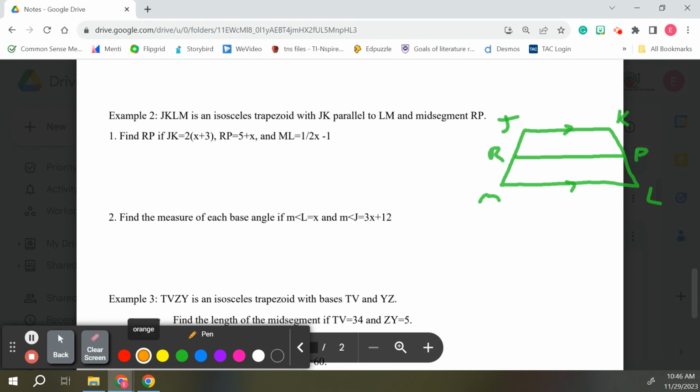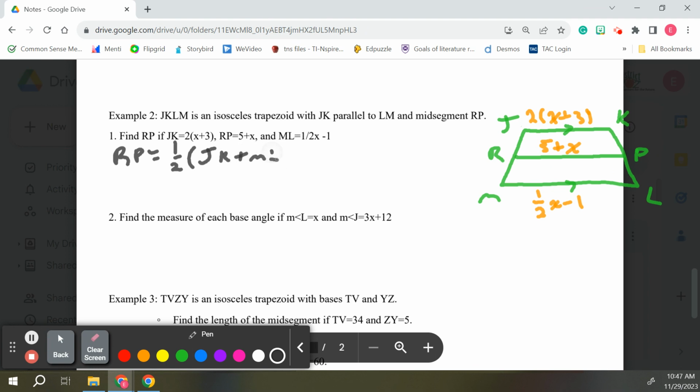So they want us to find RP if JK is 2 times X plus 3. And they want RP as 5 plus X. And then ML is 1/2 X minus 1. So there's a lot going on here. In the end, though, remember that RP is going to equal 1/2 times JK plus ML.